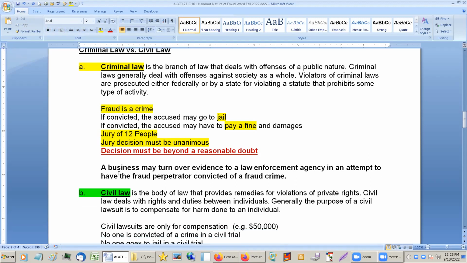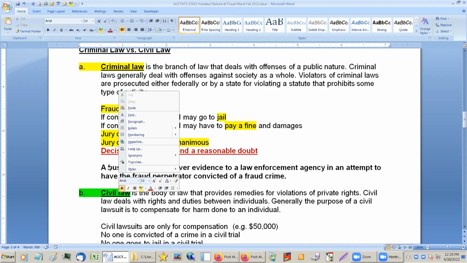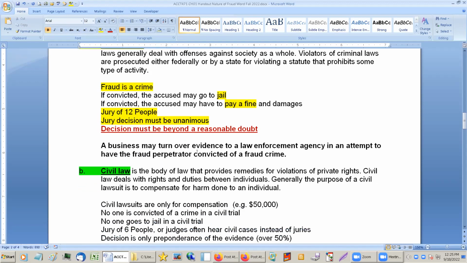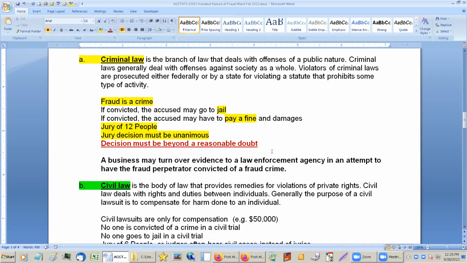As a business, if you find evidence of fraud, you can take that evidence, turn it over to law enforcement, and law enforcement will usually make the decision whether to pursue this as a criminal case, or it's possible they don't think there is enough evidence and they won't pursue it at all. So it is possible that even though you have this evidence, it may not be good enough or may have been collected in a way that is not allowed in court.